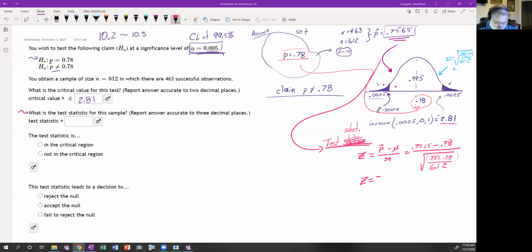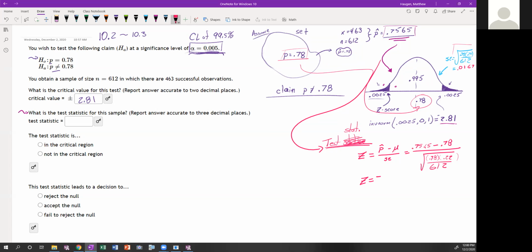Well, let's do it in parts and see what happens. Let's just do this standard error, see if we can come to a consensus on what we think that standard error is. So square root of 0.78 times 0.22 divided by 612. 0.0167. Yeah, that's what I got.